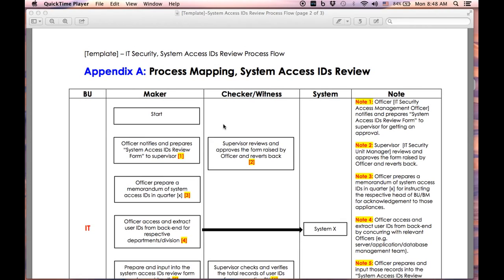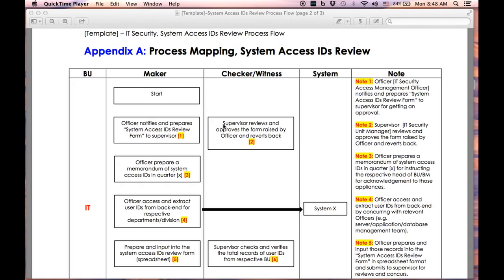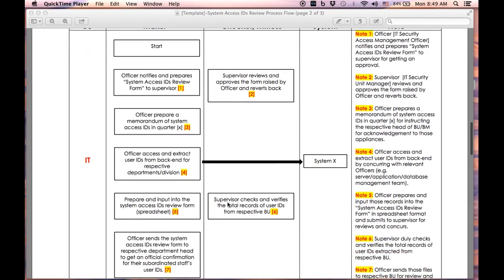So the auditor needs to take the SOP of the system access review and map it from the start point to the end point. For every process, we need to identify what are the processes under business unit custody, what are under the maker part and under the checker part, and also some processes related to the system. So we map from the start point to the end point.